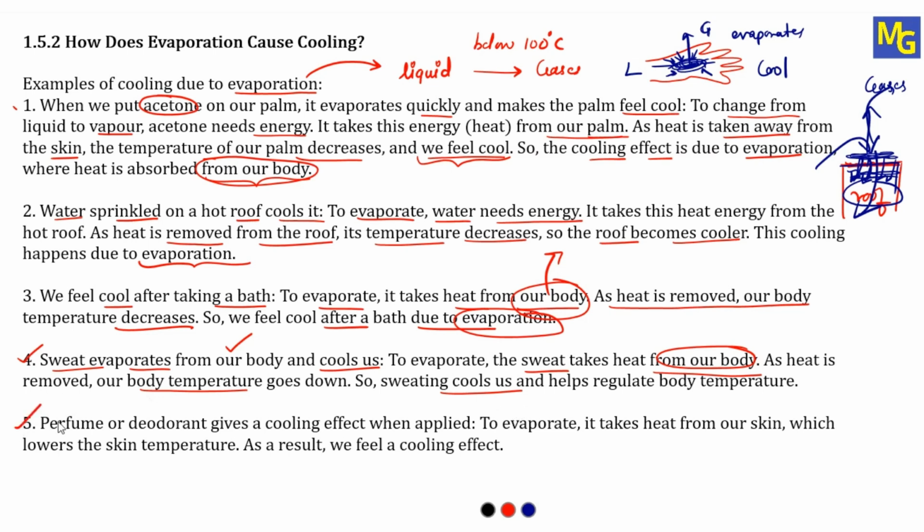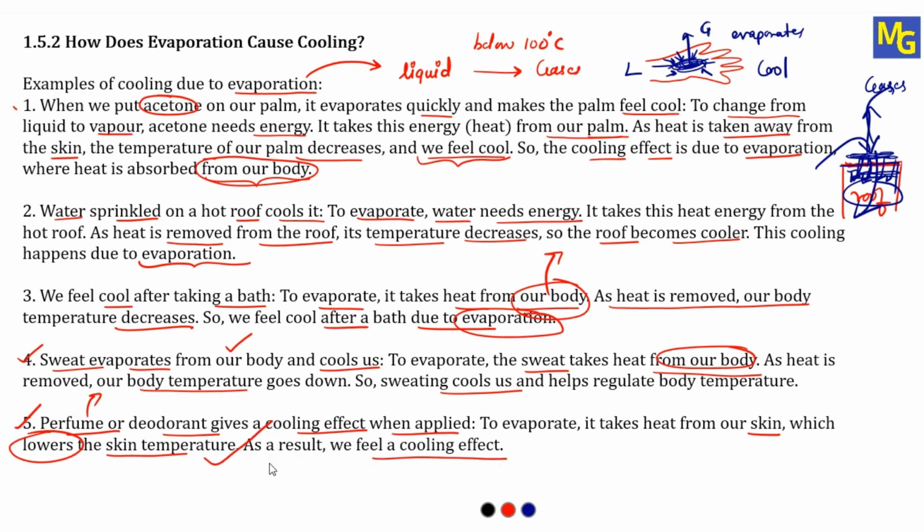The last example: perfume or deodorant gives a cooling effect when applied. When perfume or deodorant is applied on the skin, it takes heat from our body and evaporates, converting into gas. Due to this, the skin temperature decreases. As a result, we feel cool. You may have experienced this.